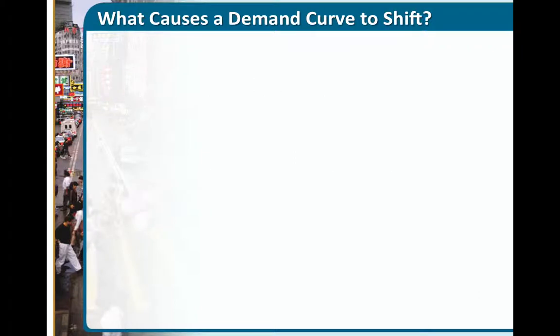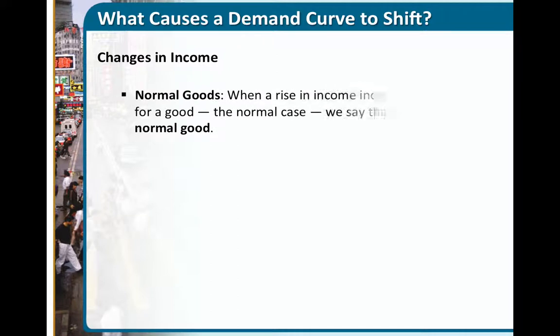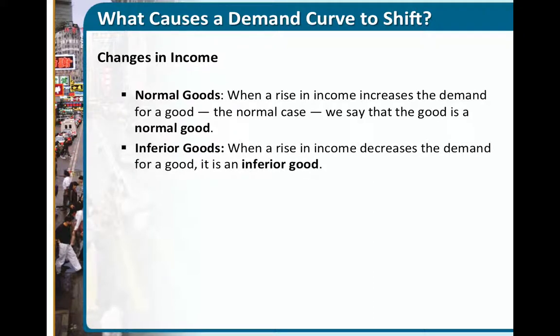Changes in income are another example of this, and we have normal goods versus inferior goods. Unlike that whole positive versus normative thing, these sound exactly like what they are. A good example of an inferior good is public transportation. With normal goods, you would think of a car. As your income increases, your demand for normal goods, such as a car, would increase.